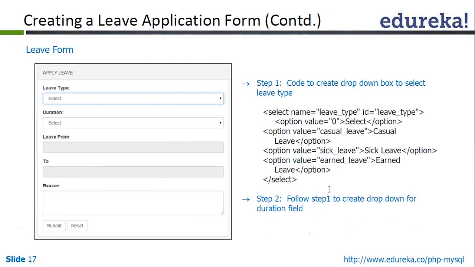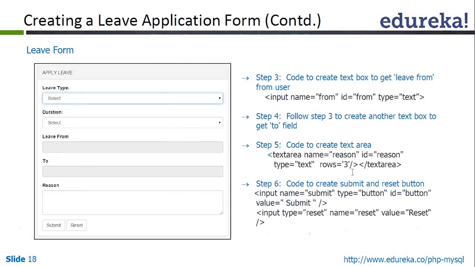For the duration also, the same drop-down box. We can follow the same steps, only change the name and ID of this element since it's a different element. Then the input to create text boxes to get leave from and leave to. This is just a normal input type. Then a text area to submit the reason, and the submit button, submit and reset. The main function of submit is submitting the form. The reset will normally reset the form or clear the values.